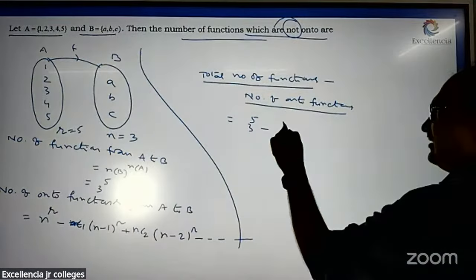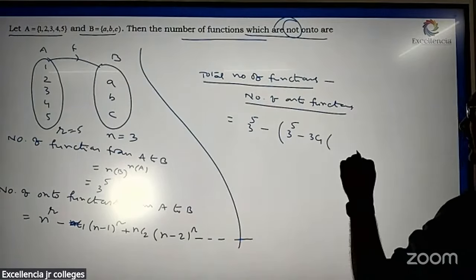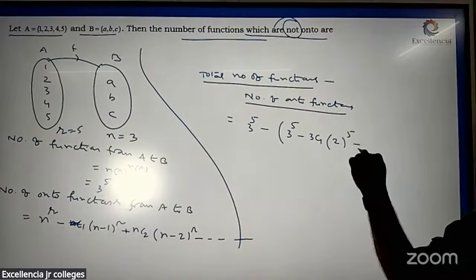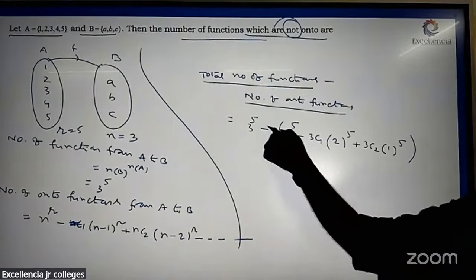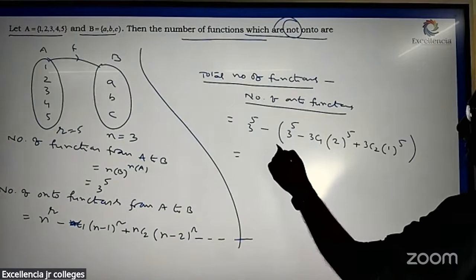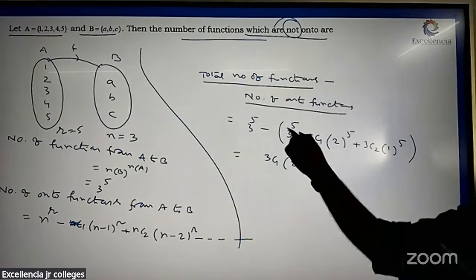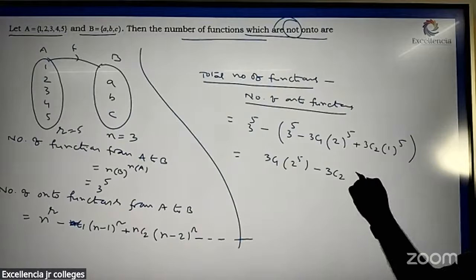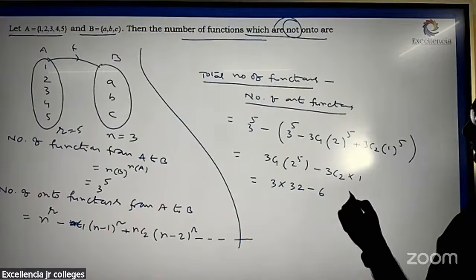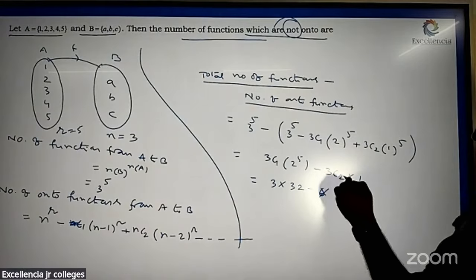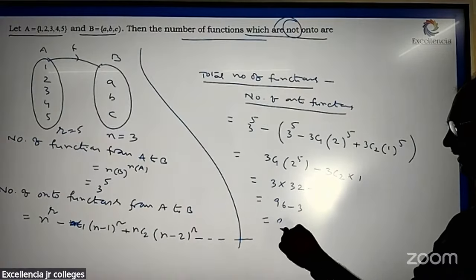I can write it like this: 3^5 minus [3C1 into (3 minus 1) whole to the power of 5, that is 2^5, plus 3C2 into 1 to the power of 5]. The next term becomes 0. That's why 3^5 minus 3^5 get cancelled. Minus into plus minus, 3C2 into 1. Then finally I can write 3 into 32 minus 3. 3C2 means that is 3. It is nothing but 96 minus 3, 93.